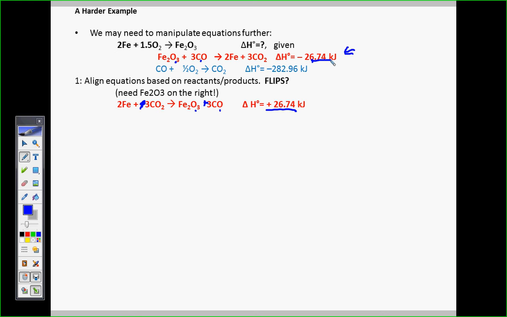Everybody agree with that? Do you know why I flipped it? Why did I flip it? Raj? Why did I choose to flip this? Andy?